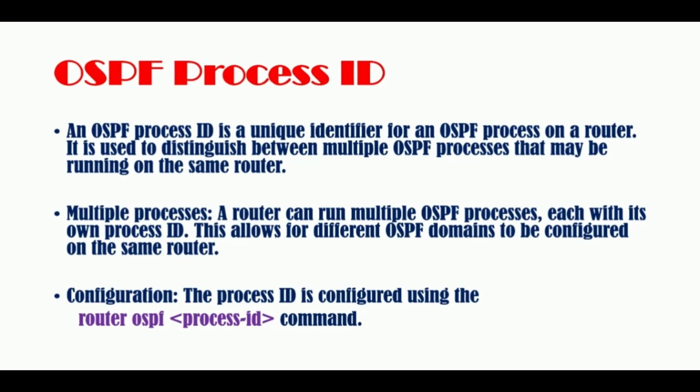OSPF Process ID. An OSPF process ID is a unique identifier for an OSPF process on a router. It is used to distinguish between multiple OSPF processes that may be running on the same router. Multiple processes. A router can run multiple OSPF processes, each with its own process ID. This allows for different OSPF domains to be configured on the same router. Configuration. The process ID is configured using this command. Default process ID is 1.